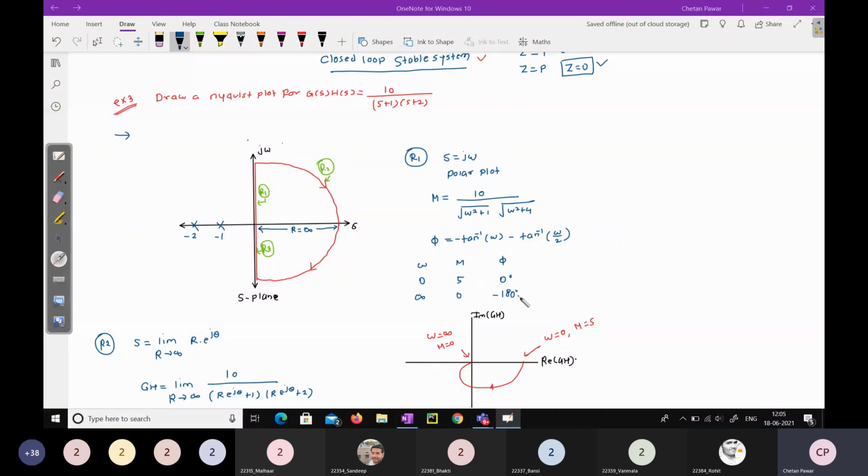Now what is the ending direction here? Can you help me to solve this? What is the ending direction here?